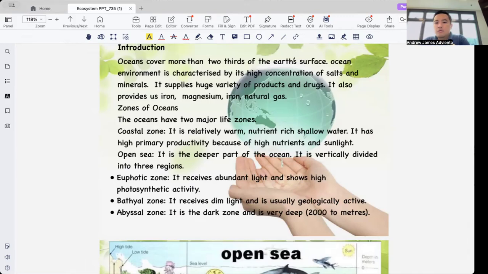So the euphotic zone forms the base of the entire food web because producers are actually there. Next is the bathyal zone. This is the dimly lit middle layer. Now temperatures drop here and light is too weak for photosynthesis. So organisms like squid and lanternfish survive by feeding on particles or smaller organisms from above.